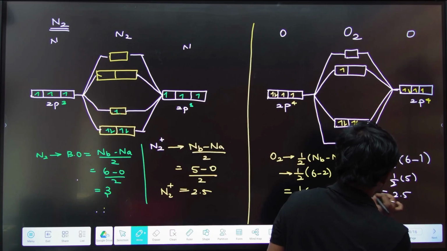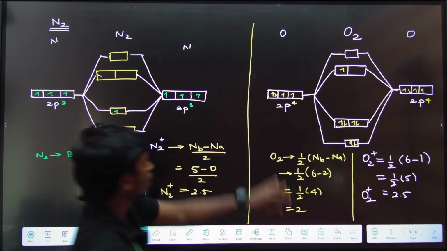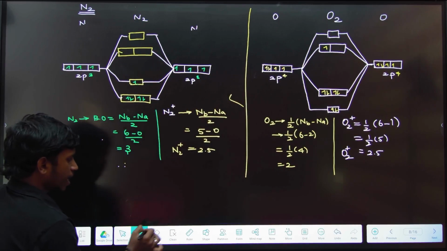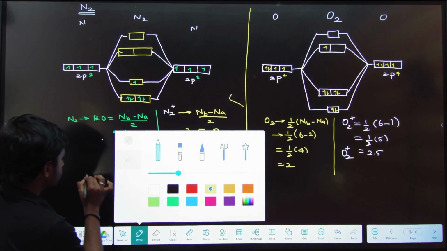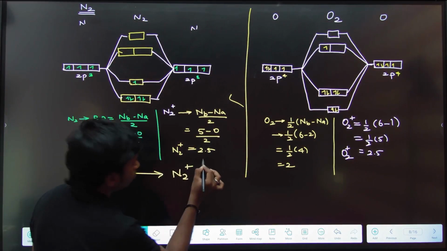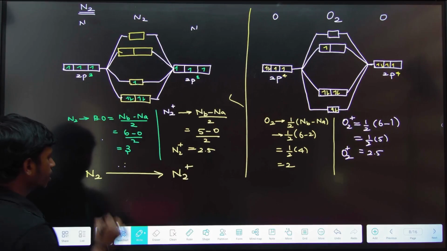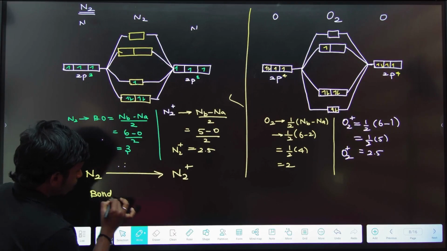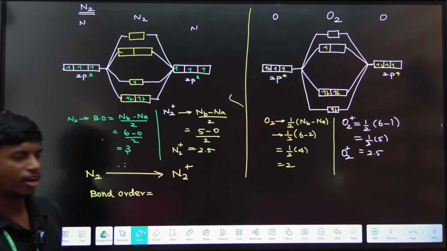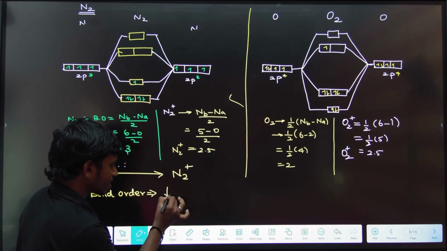O2 plus ஓட bond order 2.5. ஓகேவா? இப்போ just இதை பாருங்க, when N2 is converted to N2 plus, bond order என்னவா இருக்கு, bond order 3 to 2.5 இருக்கு, bond order decreases.